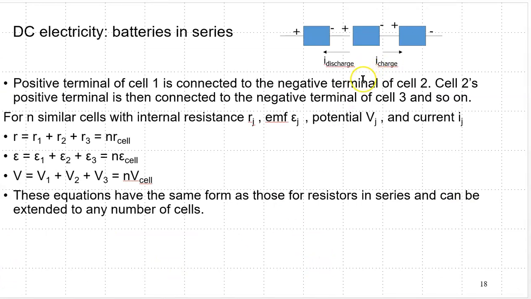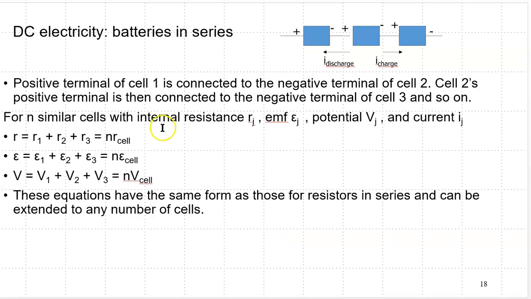When you connect batteries in series, they look like a daisy chain. The positive terminal of cell 1 is connected to the negative terminal of cell 2. Cell 2's positive terminal is then connected to the negative terminal of cell 3, and so on. It's like a 3 cell flashlight. All the batteries have to be in the same direction, or else it doesn't work.